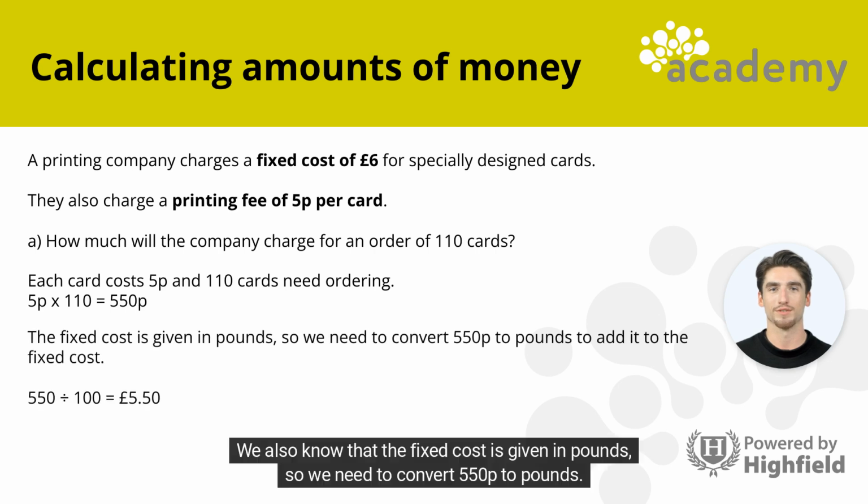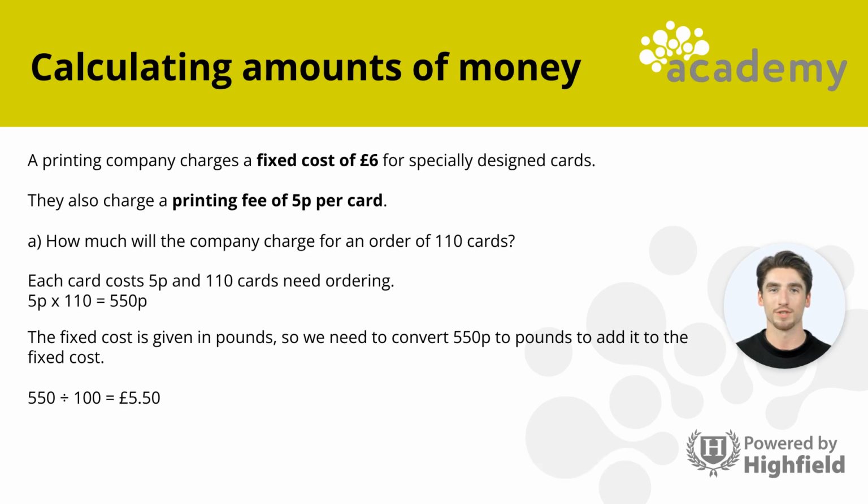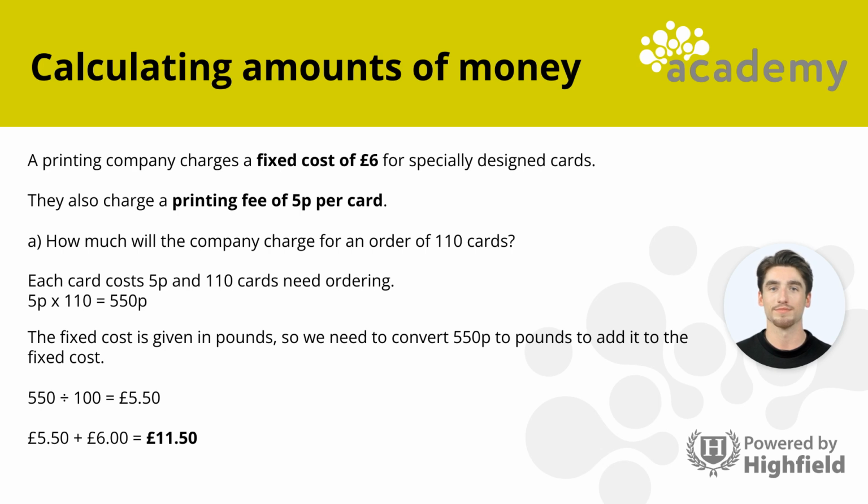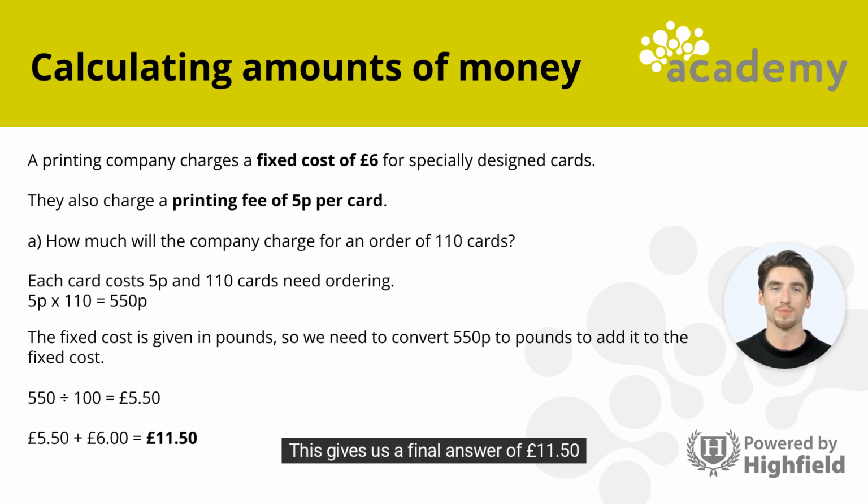We also know that the fixed cost is given in pounds, so we need to convert 550 pence to pounds. 550 divided by 100 equals £5.50. Finally, add the price of printing the cards to the fixed cost. This gives us a final answer of £11.50.